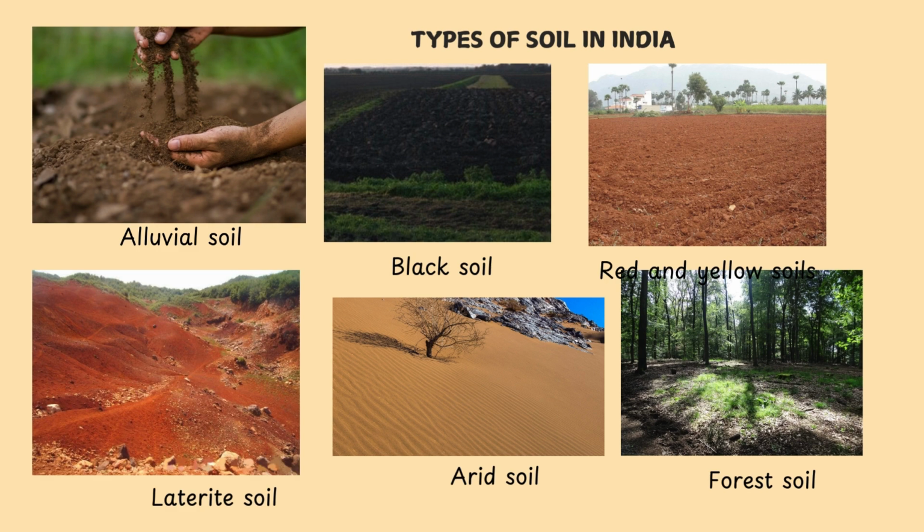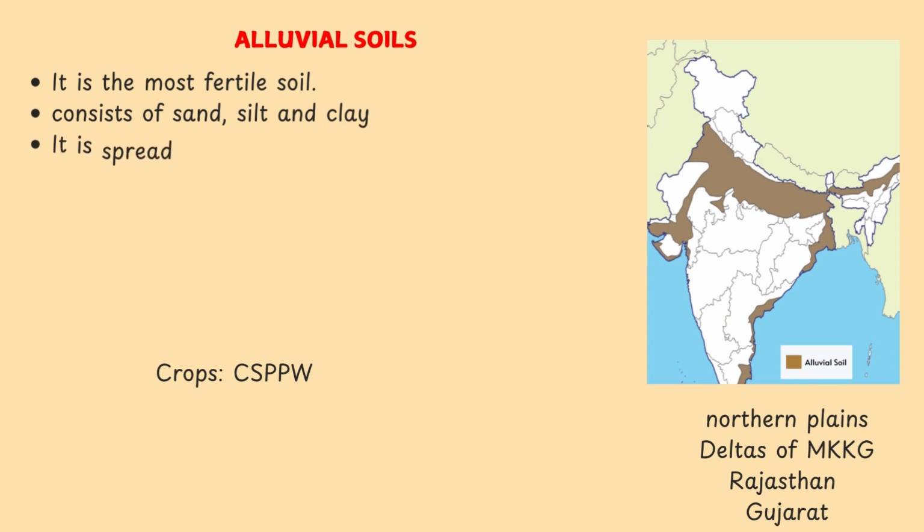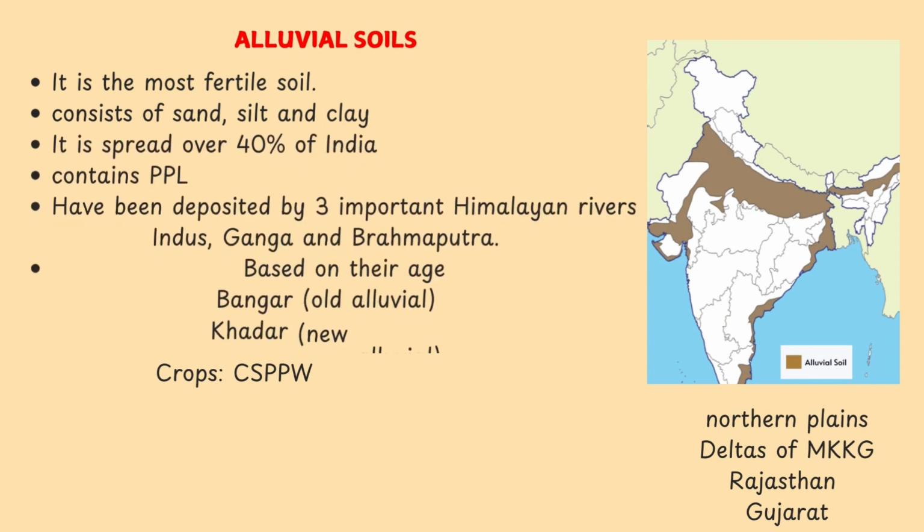The different types of soils present in India are alluvial soils, black soils, red and yellow soils, laterite soils, arid soils, and forest soils. Moving on to the first type of soils, alluvial soils. It is the most fertile soil. It consists of sand, silt, and clay. It is spread over 40% of the Indian area. It consists of PPL.